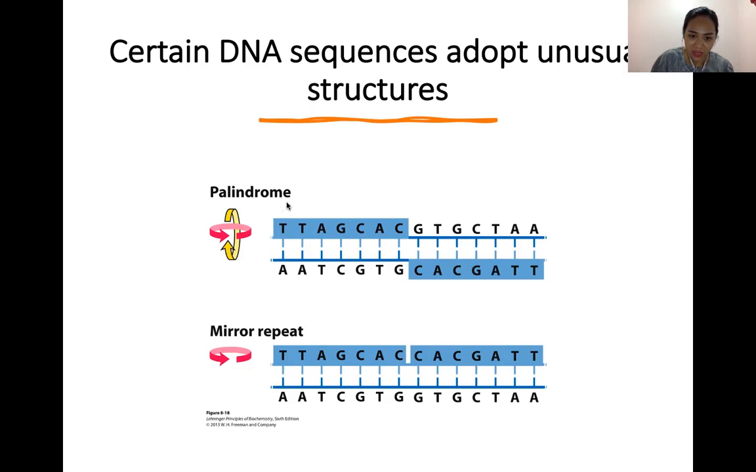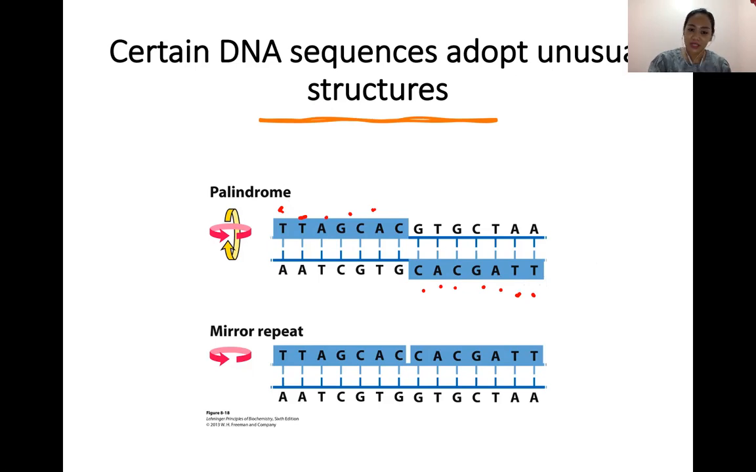So if you look here, this is T, A, G, C, A, C. If you read it backwards, it's the same: T, A, G, C, A, C. So that's what a palindrome means.